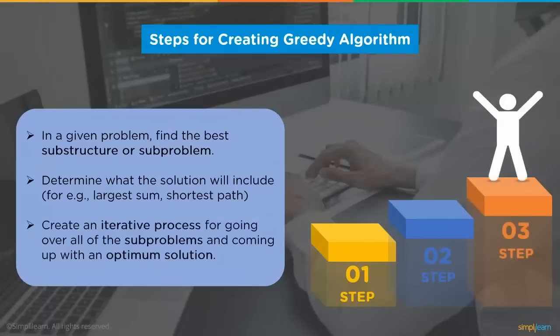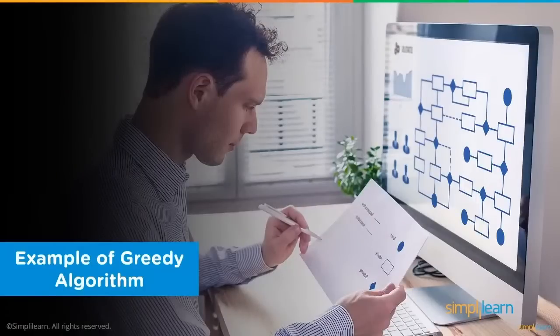The final step for creating the greedy solution is about creating an iterative process for traversing through local stages and making decisions to reach a globally optimum solution. Now, you might be confused about how we can do that. Well, let's go through an example to understand the approach to implement a greedy solution.